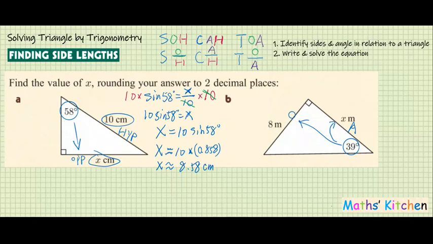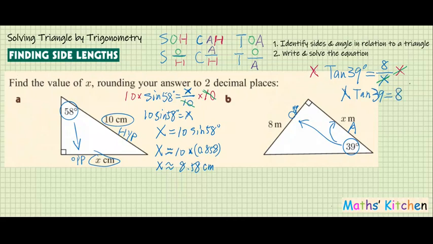So tangent is the only trigonometry function that includes opposite and adjacent. So that's why we use that. Tangent 39 degrees equals opposite, which is 8 in here, over adjacent. This is x. Now we solve this equation by times x on both sides. After we cancel this x, the equation becomes like this. X times tangent 39 equals 8.